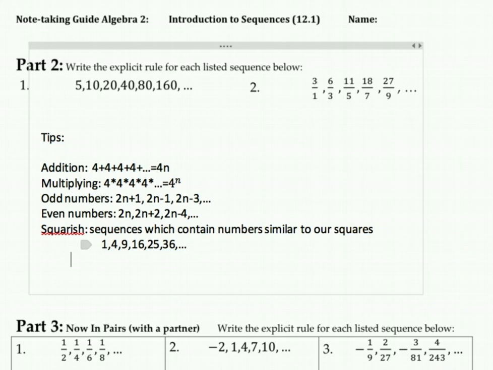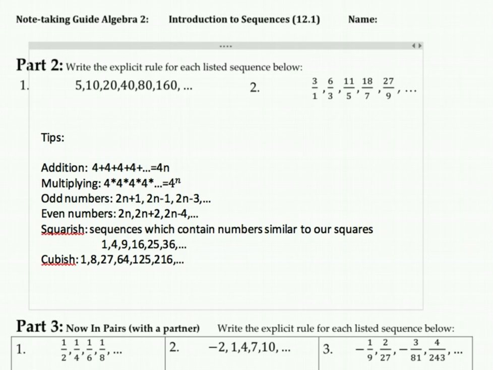You could also have a cubish sequence. That's sequences which contain numbers similar to our cubes. So what are our cubic numbers? Well, 1 cubed is 1, of course. 2 cubed is 8. 3 cubed is 27. 64, 125, 216, etc. So if you see numbers similar, even if they're not exactly those, it's probably a cubish type of sequence.